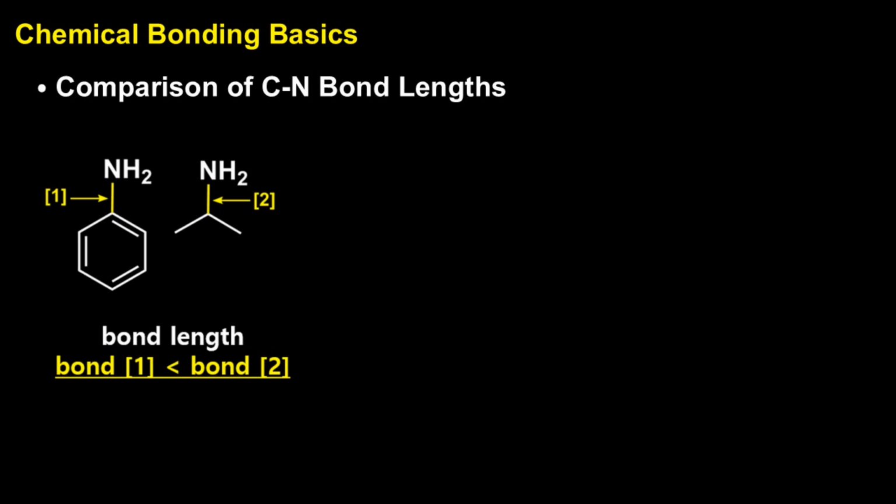Take a look at aniline on the left and isopropylamine on the right. We can compare their CN bond lengths by looking at the hybridization of the carbon attached to the nitrogen. In aniline, that carbon is sp2 hybridized. In isopropylamine, it's sp3 hybridized. Because of that, the CN bond in aniline is shorter than the one in isopropylamine. And again, this follows the same trend we've been talking about. CN bonds involving sp2 hybridized carbons are shorter than those involving sp3 hybridized ones.